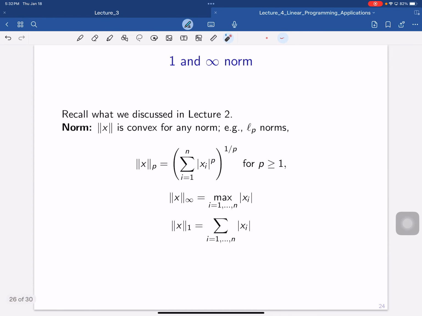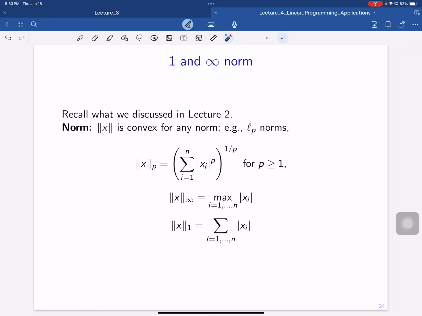Yeah. So now it comes to the final part of this lecture. We are going to talk about how to formulate a problem with norms into a linear programming problem, exactly what you were already asked, right? So recall what we have talked about in lecture 2. Any norm is a convex function, right? But among all those norms, there are two types of norms that can be formulated as a linear program. And they are the infinity norm and the one norm.